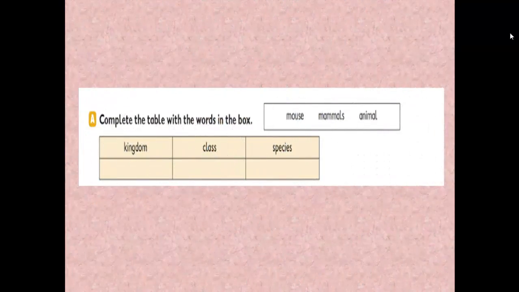Let's do the first task, number A. Complete the table with the words in the books. Here we have mouse, mammals and animal, and under them we have kingdom, class and species. We have to complete the table with these words.